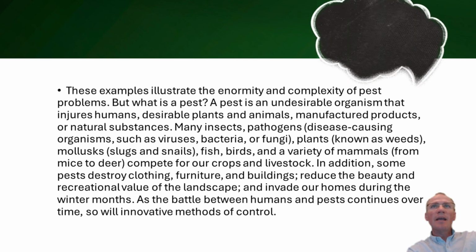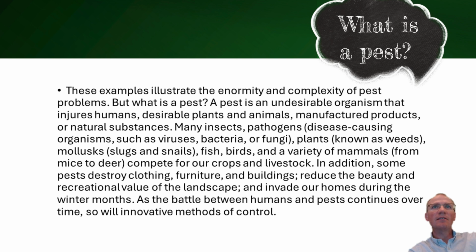These examples illustrate the enormity and complexity of pest problems, but what is a pest? A pest is an undesirable organism that injures humans, desirable plants and animals, manufactured products, or natural substances. Many insects, pathogens, disease-causing organisms, such as viruses, bacteria or fungi, plants known as weeds, mollusks, slugs and snails, fish, birds, and a variety of mammals from mice to deer, compete for our crops and livestock. In addition, some pests destroy clothing, furniture, and buildings, reduce the beauty and recreational value of the landscape, and invade our homes during the winter months. As the battle between humans and pests continues over time, so will innovative methods of control.